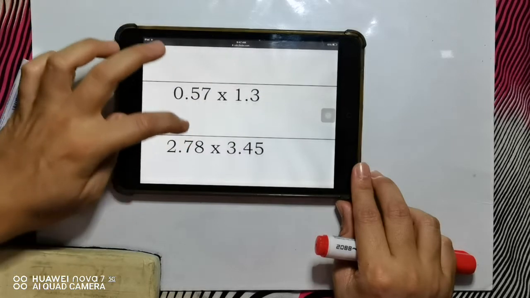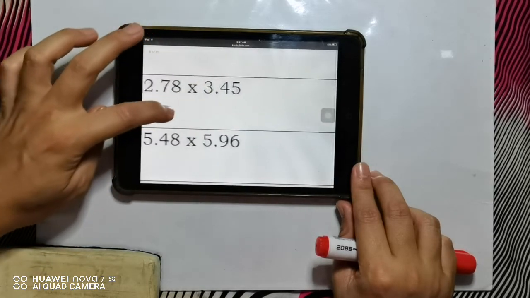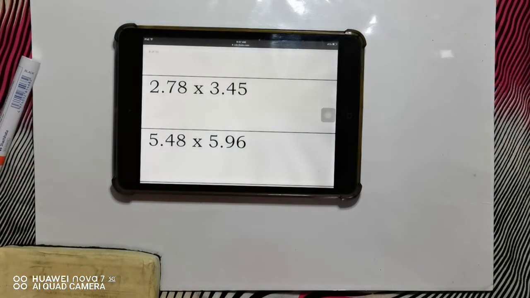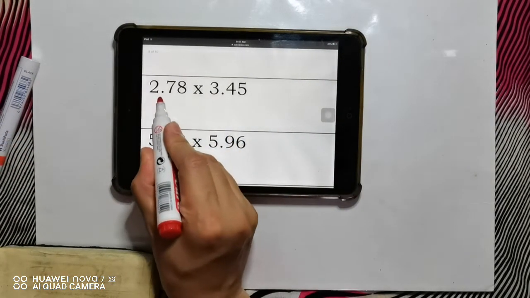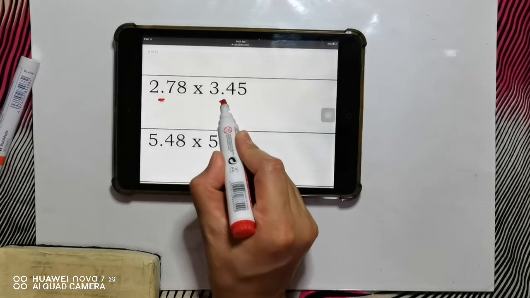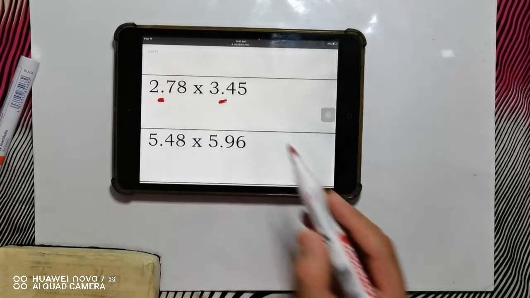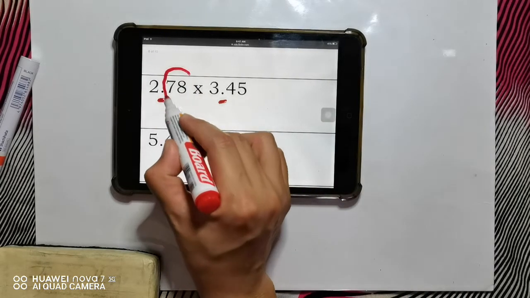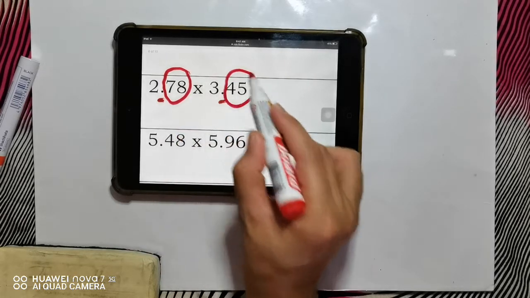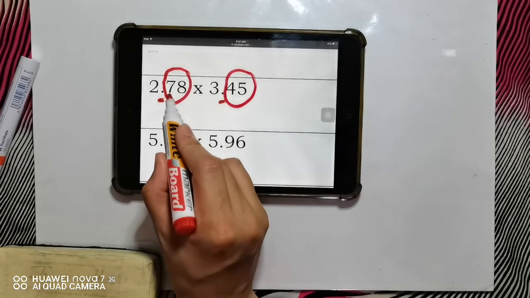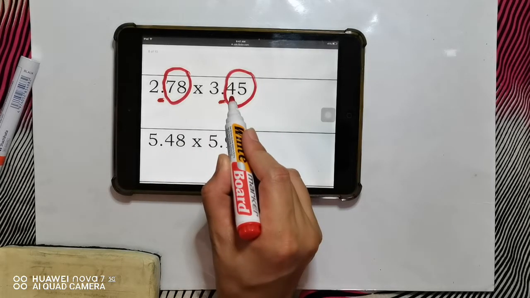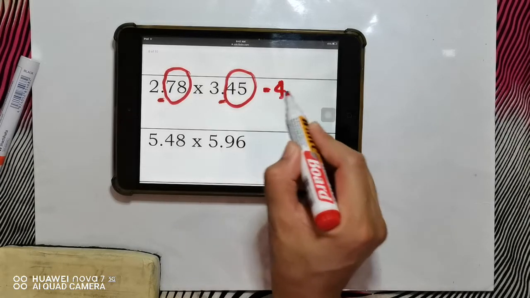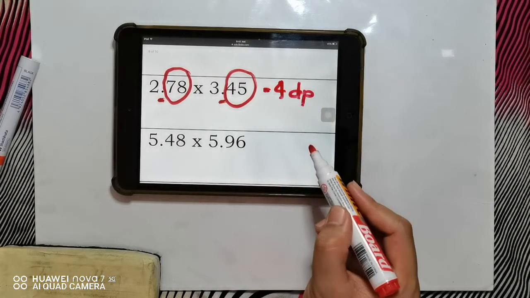Okay, here. Dalawa na lang naman sila. Okay, so set. We have here the decimal place, the decimal point, and then bilangin yung number na nasa right side. Yan. And yan. So 1, 2, 3, 4. So we have here 4 decimal places.